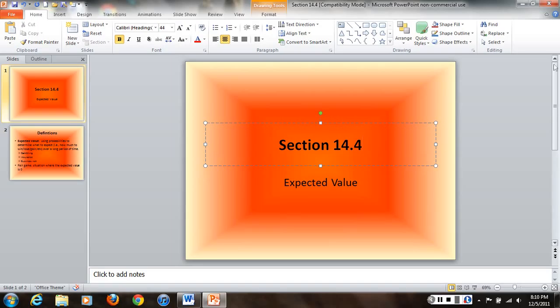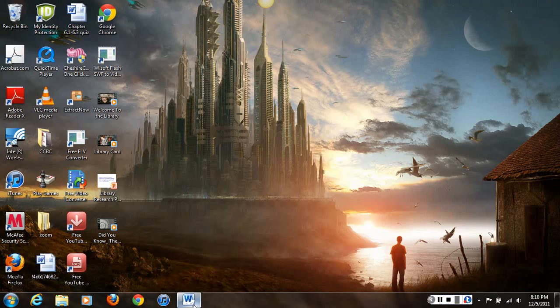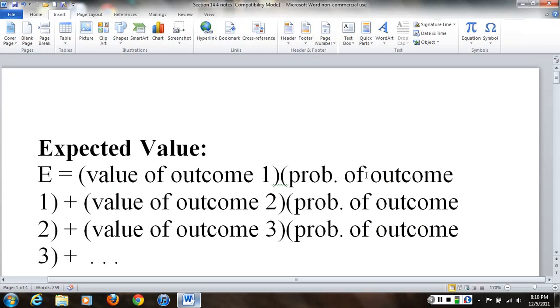So let's take a look at some examples of expected value. So here is the basic formula. The expected value is where you add up, first of all, the value of outcome number one, whether it be in dollars or what have you. You take the value in terms of positives and negatives. So if it's a gain, the value is considered positive. If it's a loss, the value is considered negative.